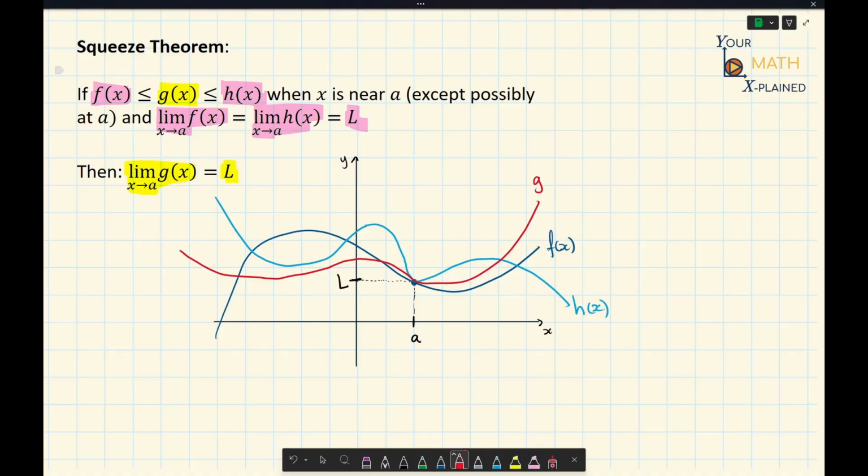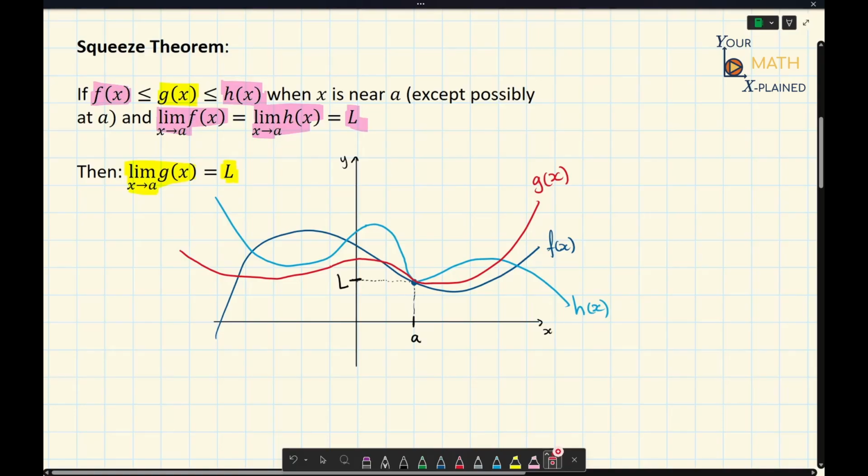So this is going to be our g of x. Now if both the function f of x and h of x have this particular limit, where when x approaches a, the y value approaches L, and if we force g of x to be in between these two functions when x is near a, then the only possible value for the limit of g of x as x approaches a must be that same value, which is L.